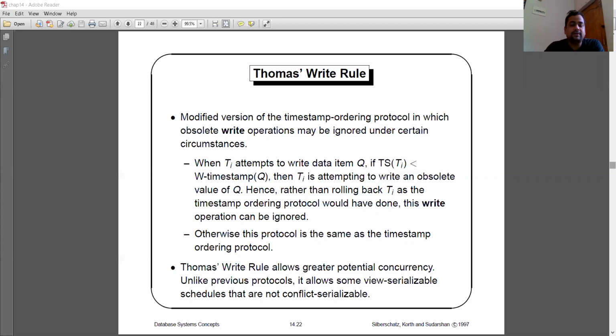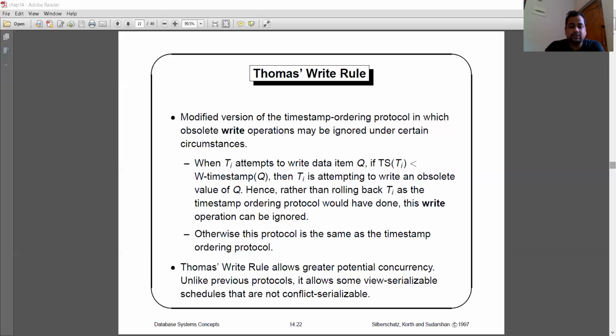Now the second point is if it is a write operation. For a write operation, you have to check against the read timestamp first. If the timestamp of Ti is less than the read timestamp of X, the operation will be rejected. If the timestamp of Ti is less than the write timestamp of X, the operation is rejected and Ti is rolled back. If both of these conditions are not satisfied, we go for executing the operation. We perform the write operation.